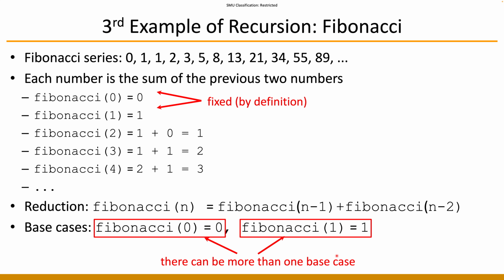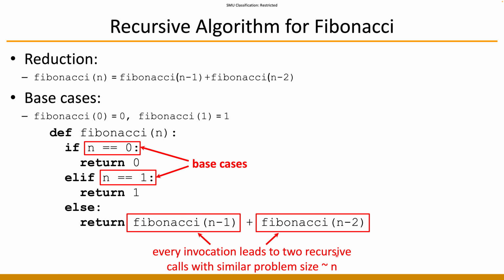All right, so very simple design, right? We can just follow this mathematical definition of the reduction step and base case, and then we put everything together, right? So these couple lines of code are sufficient to generate the Fibonacci sequence number, right?